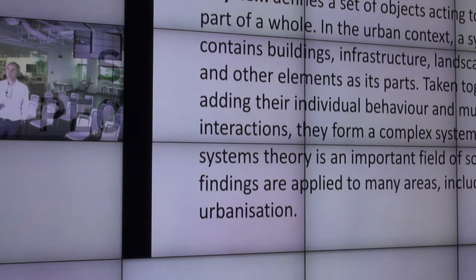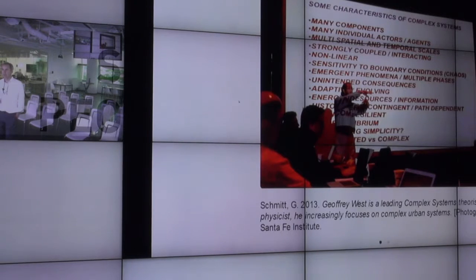One of the most famous complex systems places in the world is the Santa Fe Institute, and its director, previous director, Geoffrey West, he's a leading complex systems theorist. He's a physicist, and you can see he explains the complex systems, properties of it. They have many components, many individual factors, agents, multiple spatial and temporal scales, strongly coupled interacting, non-linear, sensitivity to boundary conditions, emergent phenomena, multiple phases, and so on.